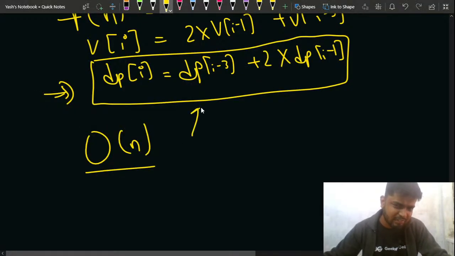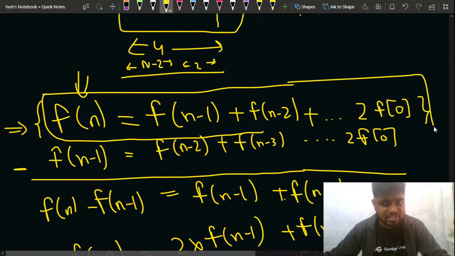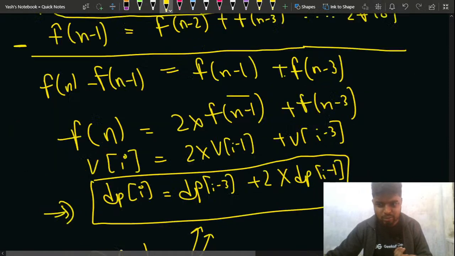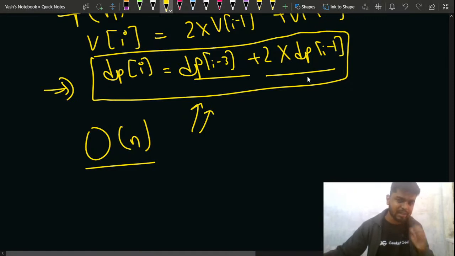Basically, you had to derive this relation in the DP by seeing how it is depending on the previous state, and by doing that you will get this formula. Once you get this formula, you can also try to find f of n minus 2, and you can subtract these two equations. You will get dp of I is equal to dp of I minus 3 plus 2 times dp of I minus 1, and in this way you can do it.